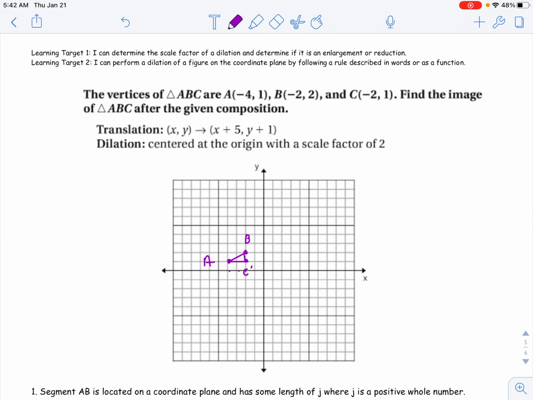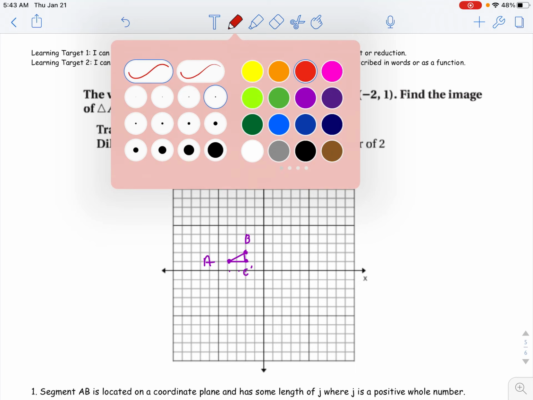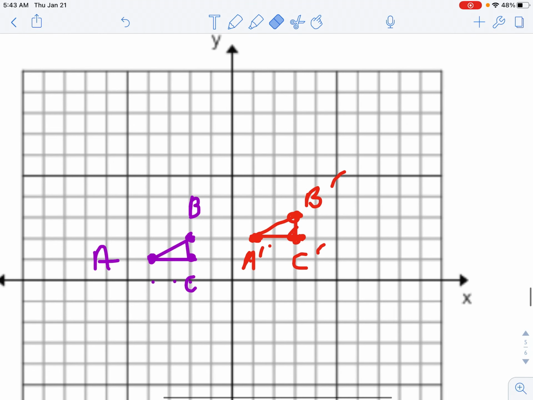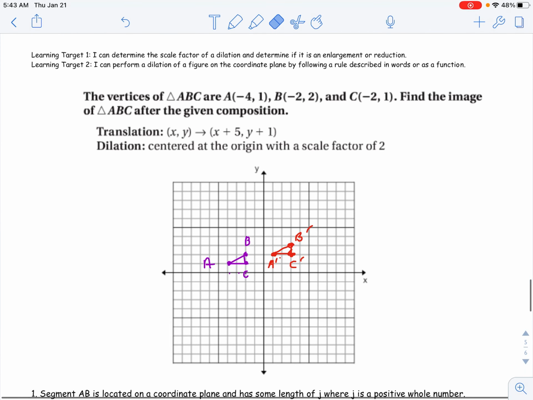Okay, that's as good as it's going to get. Alright, first we're going to translate it. Plus 5, plus 1. So right 5, up 1. So that's where A prime will be. C prime. And B prime. And I don't think that's supposed to be a tick mark, but it kind of looks like it, so I erased it. Okay, so we just translated the image right 5, up 1.